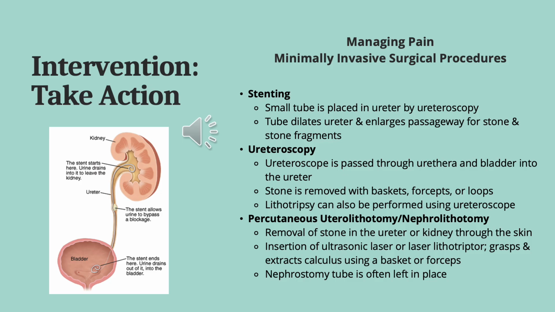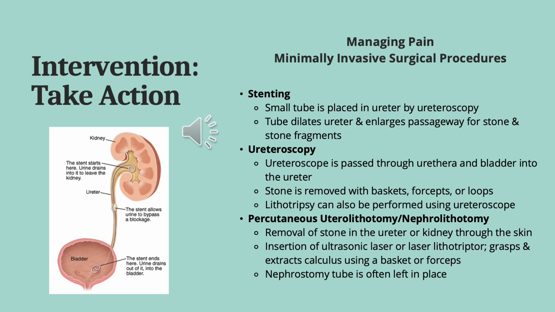Next is a ureteroscopy, and this is an endoscopic procedure where a ureteroscope is passed through the urethra and the bladder into the ureter. So stones are then removed using a basket or forceps or a loop. Lithotripsy can also be performed during a ureteroscopy to help break stones into smaller pieces. And again, sometimes a Foley catheter can be used here to help aid in some of that stone fragment passage.